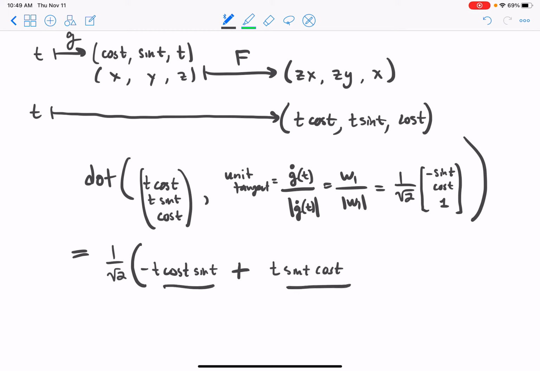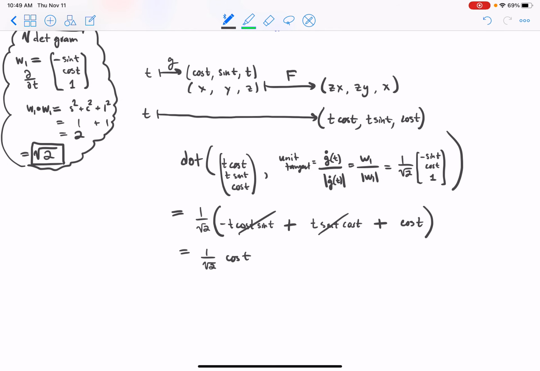That looks good. These are going to cancel. Plus the last one, 1 times cos. And then this 1 over root 2 just sort of is going to wait and stay outside. And this cancels this, giving a 0. And the whole thing is 1 over square root of 2 times the cosine of t. And so this right here is the function that we're going to integrate, this dot product.